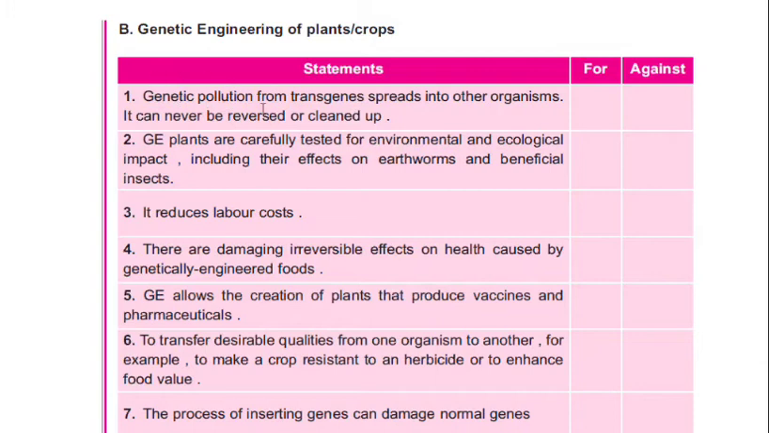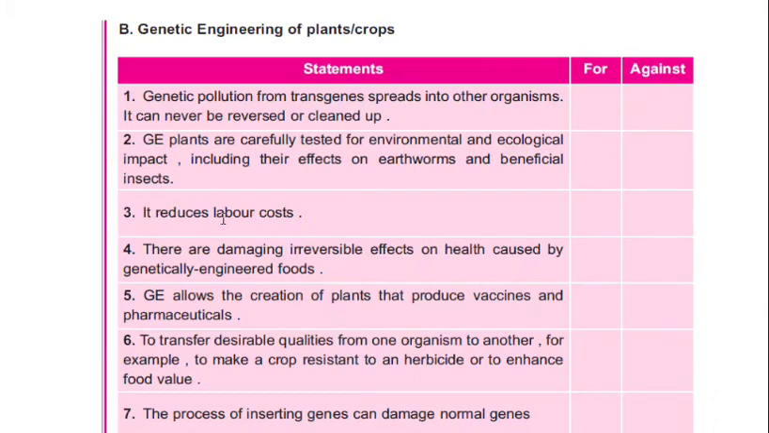By that we mean that the transgenes, the genes that were changed, are going to spread into other organisms, from plant to plant, and then from plant to animals, and then from animals to humans. This is going to be irreversible and can never be cleaned up. So this is something very dangerous, and that's why it is against.